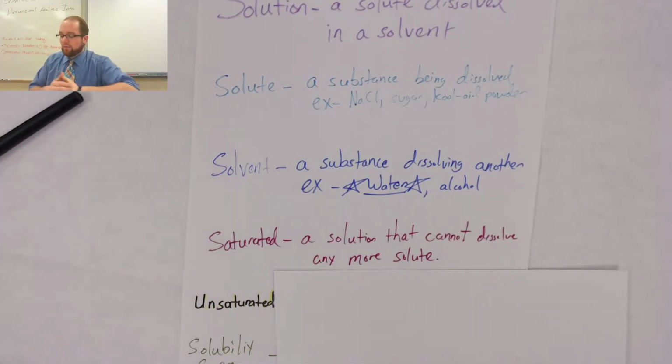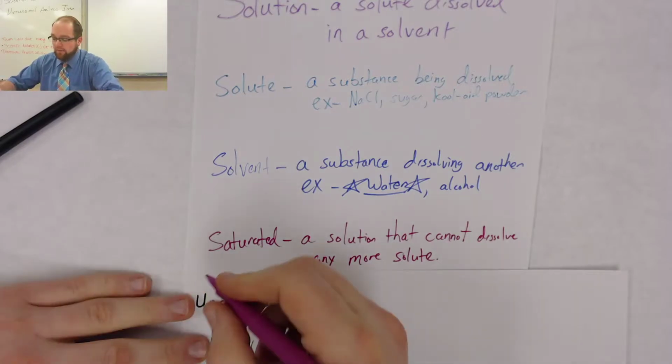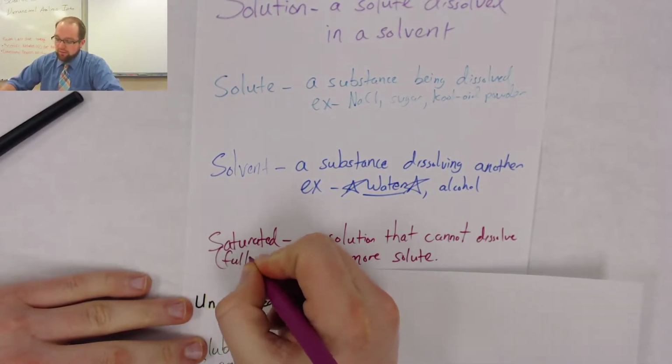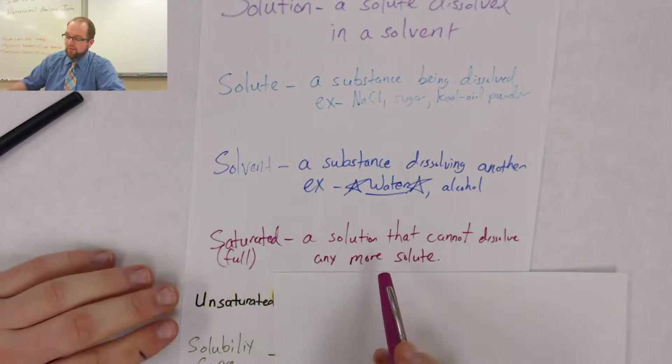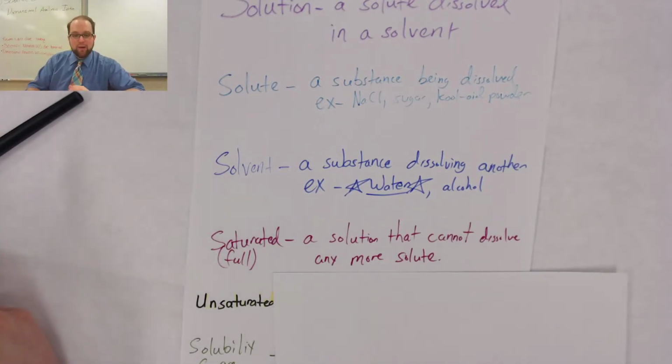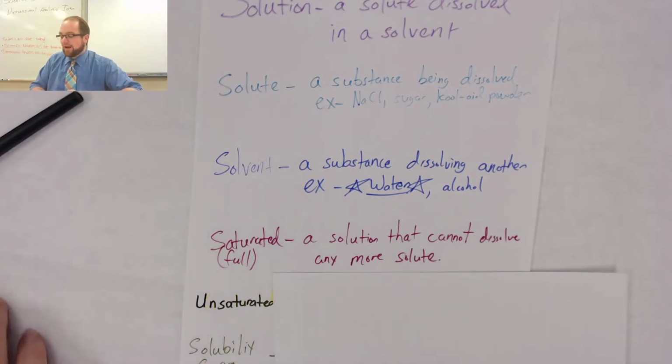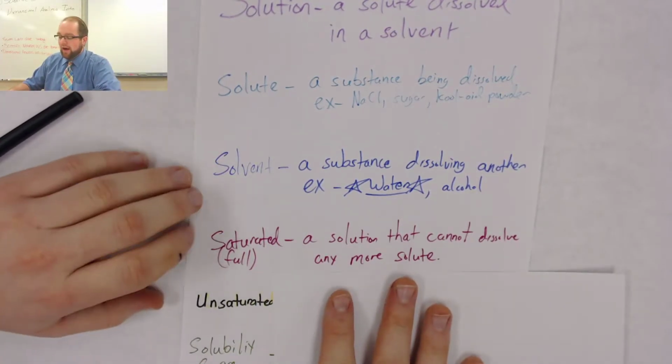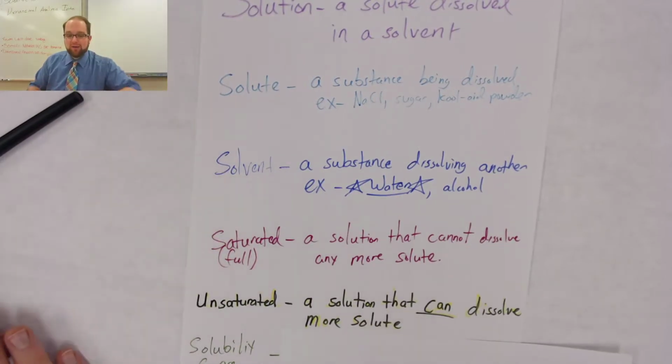If I hear the word saturated, I'm thinking about something that is full. Something that is entirely filled up. It's a solution that cannot dissolve any more solute. So as some snow melts over the weekend and you go walking down your street, your shoes can get saturated, full of water. So we're going to be talking about a solution that cannot dissolve anymore, whereas an unsaturated solution would be the opposite. It's a solution that can dissolve more.